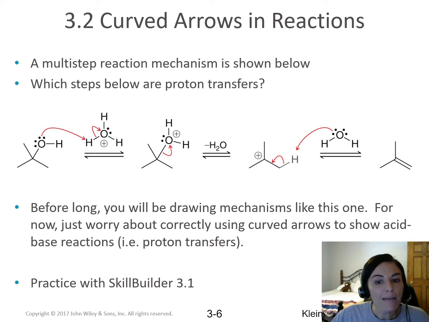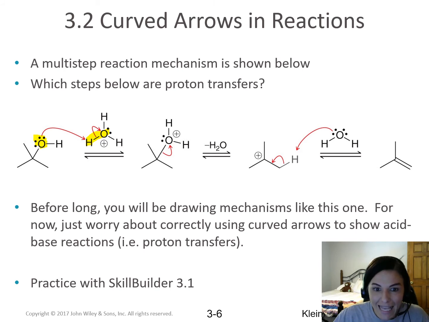A multi-step reaction is shown here below, okay? So which steps below are proton transfers? If I look at my first step, which is right here, I see a lone pair on oxygen taking a proton from H3O plus, and then the electrons from the hydrogen-oxygen bond will stay on the oxygen. That is a proton transfer reaction. I'm transferring the proton from the protonated water to my compound. Here it's an alcohol, okay?